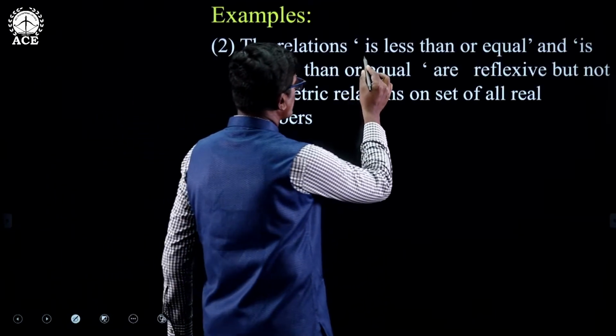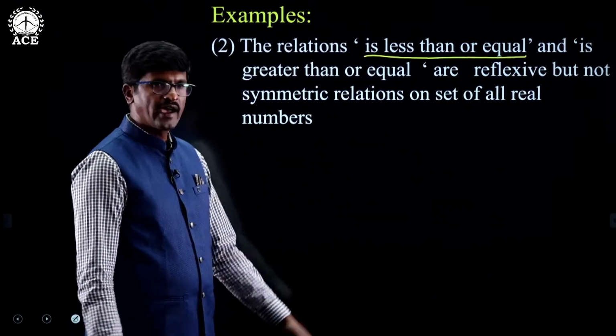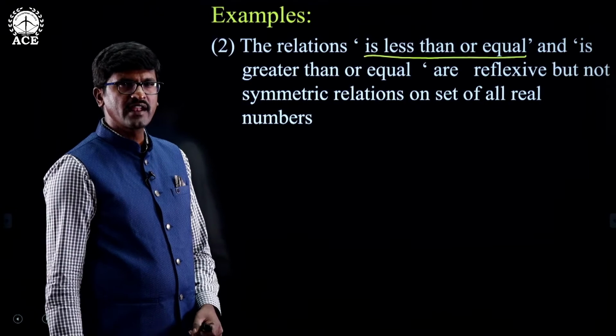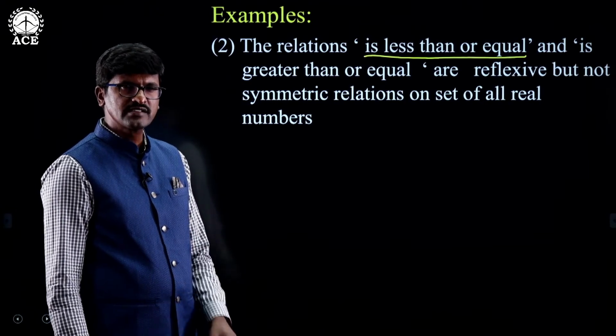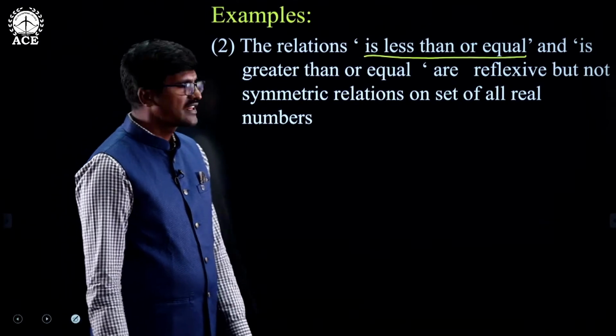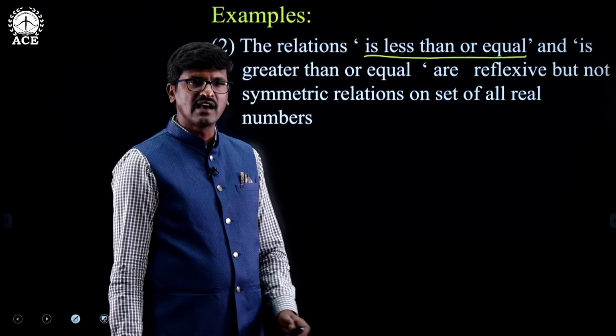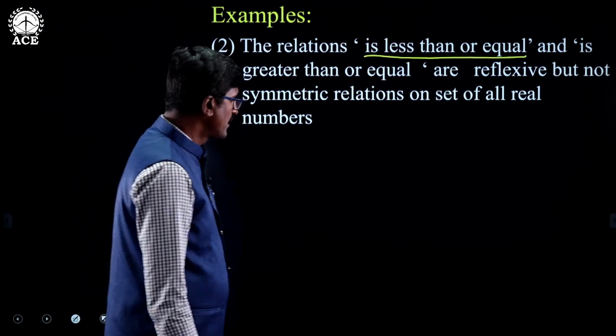Is less than or equal to. If you take the relation is less than or equal to, just now we have seen it is only a reflexive relation but not a symmetric relation. Therefore, is less than or equal to is not a compatibility relation because it is not satisfying the symmetric property.